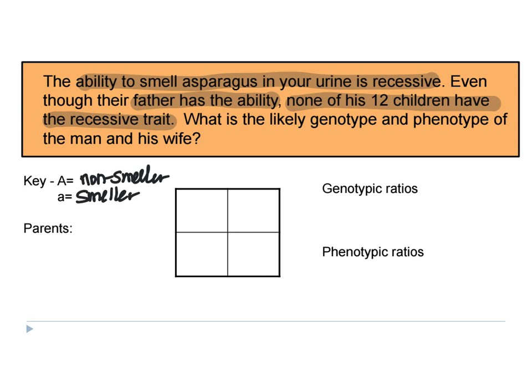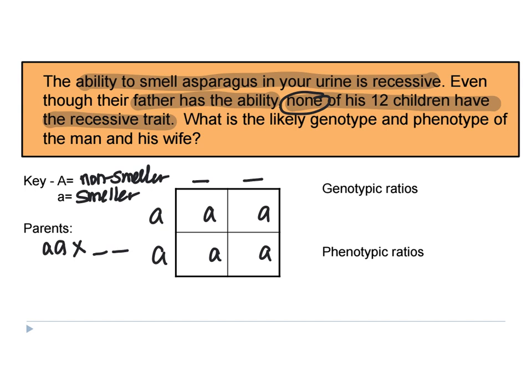Now, in this case, we have a little information about the father. We know that the father has the ability to smell asparagus, and since this is recessive, that means the father is a little a parent. Now, all we need to do is find the mother's genotype. We're going to use blanks to represent her, and we're going to fill out the Punnett square as far as we can without her information. So from Dad, we know that every single one of his children is going to get a recessive version of the trait.